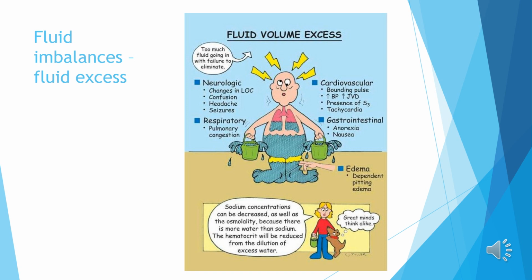and there's various levels. Other things like changes in level of consciousness, headaches, we can have pulmonary congestion, again, too much fluid building up in the lungs. We can have tachycardia, we can have a bounding pulse, we can have anorexia, we can have nausea. There's a lot of things that can happen when we get too much fluid volume.